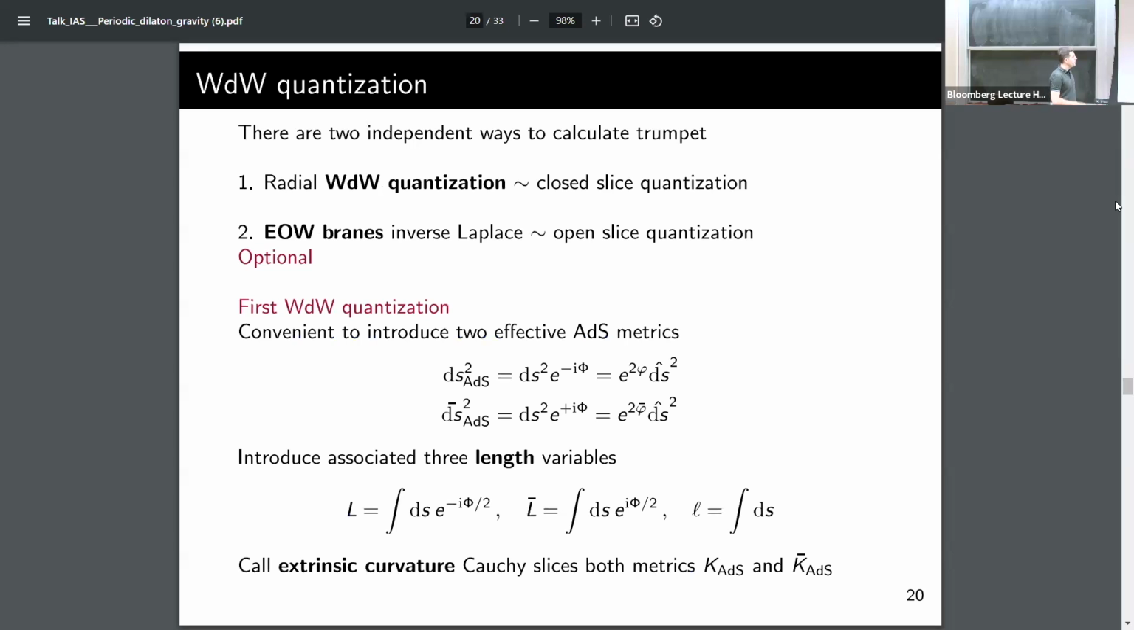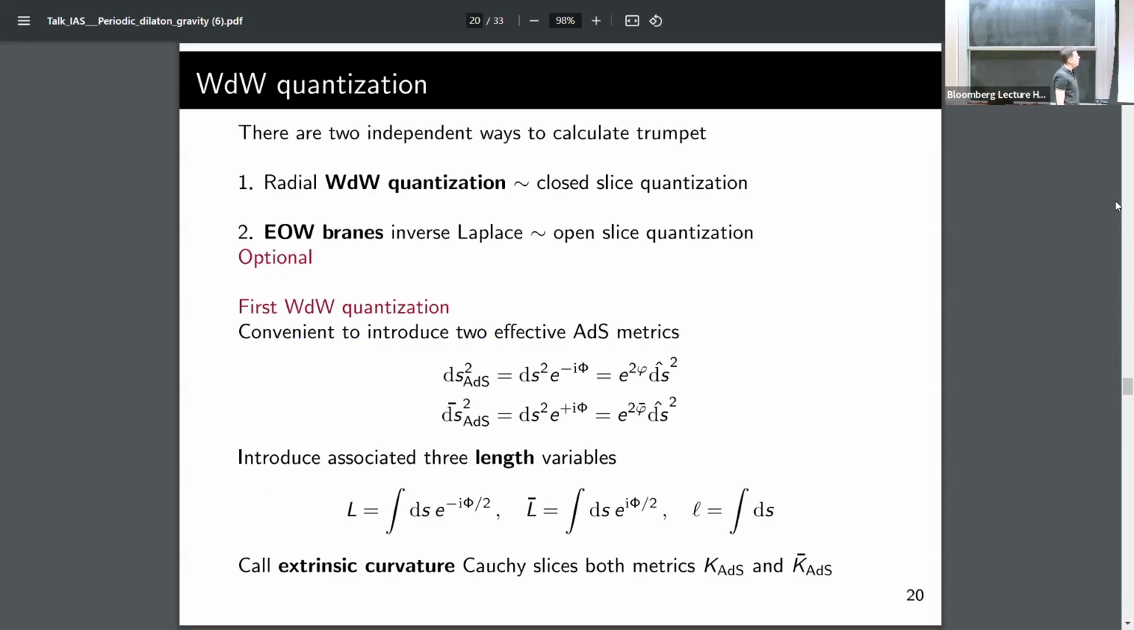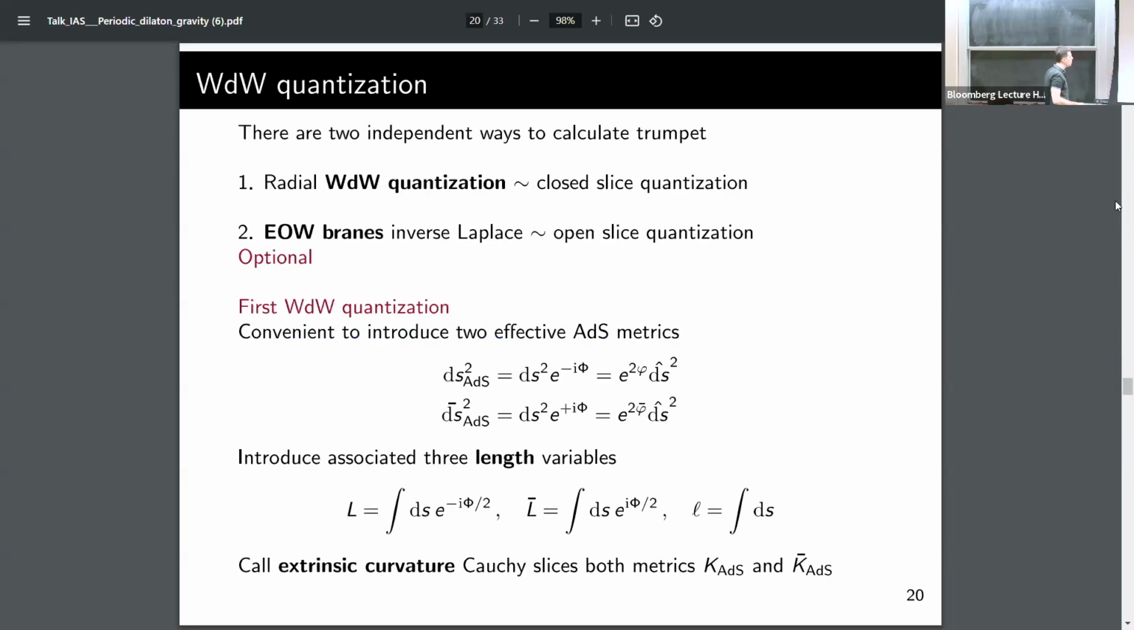So there are two independent ways to compute this. One is via radial Wheeler-DeWitt quantization, and by radial I mean you go in this slice and you use closed Cauchy slices. Another is via end-of-the-world branes and inverse Laplace transforming them. This is a quantization in the open channel, so I quantize the slice like this and then compute the partition function. They give the same answer.